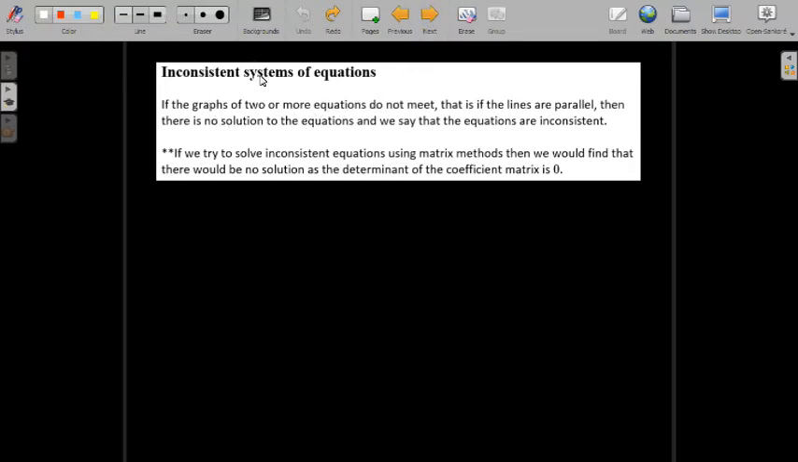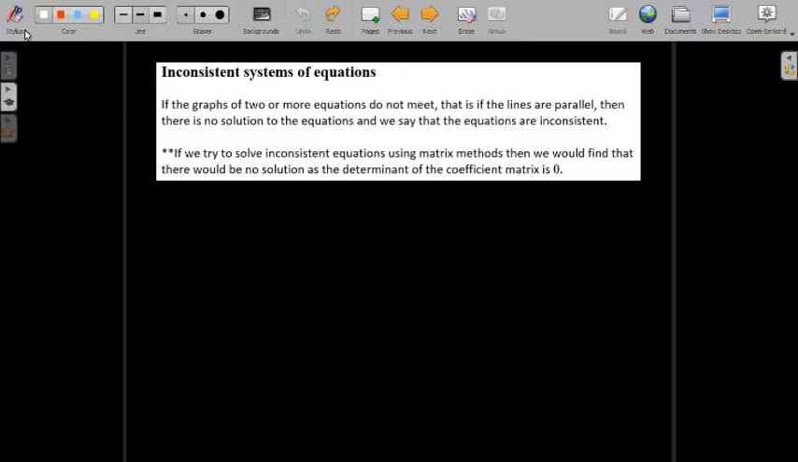And inconsistent systems of equations: if the graphs of two or more equations do not meet, that is, if the lines are parallel, then there is no solution to the equations, and we say that the equations are inconsistent. Again, this means that the determinant of the coefficient matrix is 0. There's no solution for the inverse.